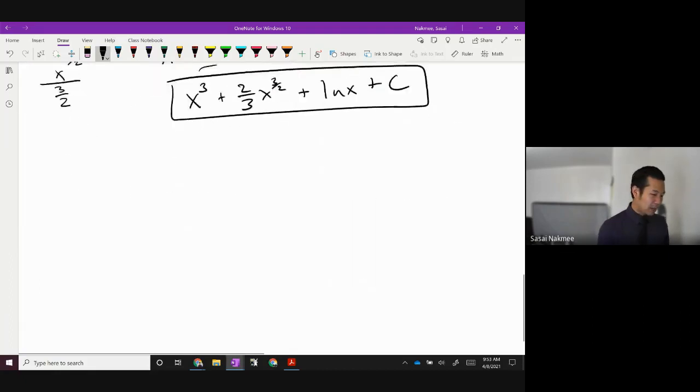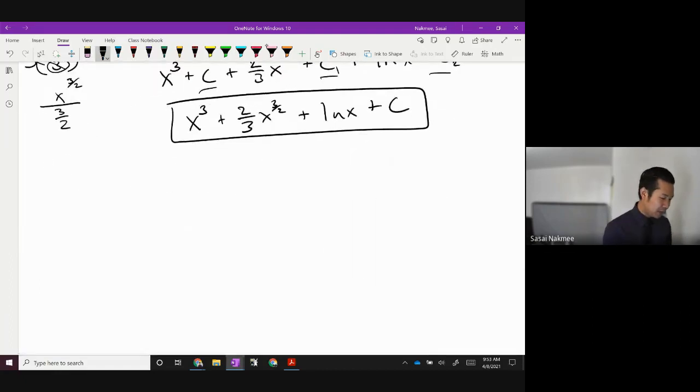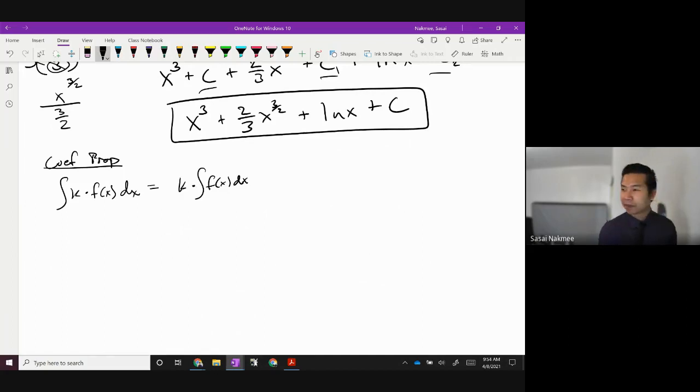Next property I want to show you guys is the coefficient property. The coefficient property is one of the integral properties we learned in your 5.3 homework. It basically says if you have the integral of a coefficient times your function, dx, it's the same thing as the integral of that function by itself, and you just multiply by the constant after.